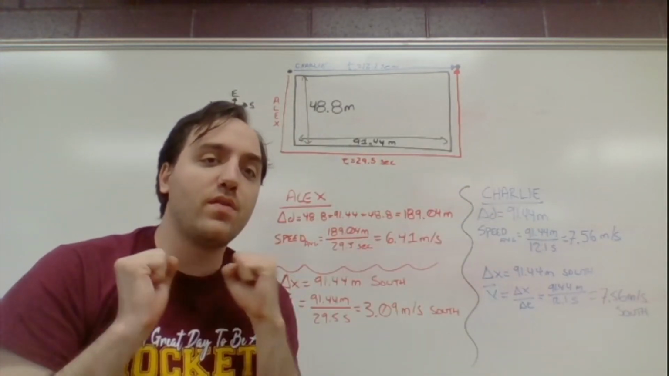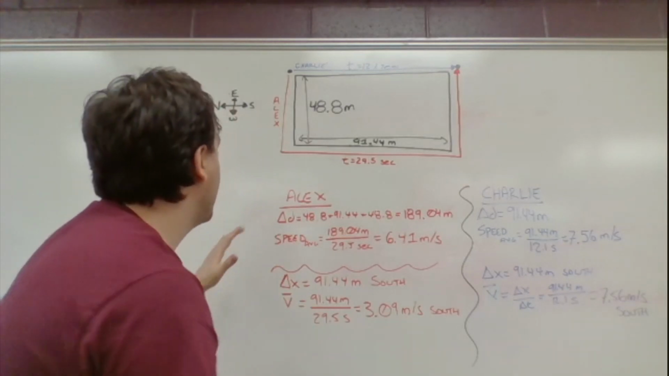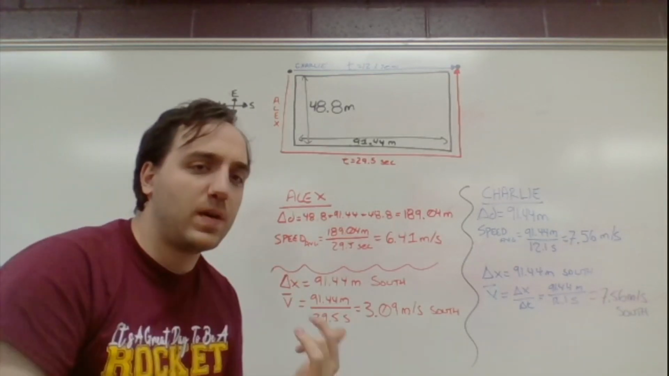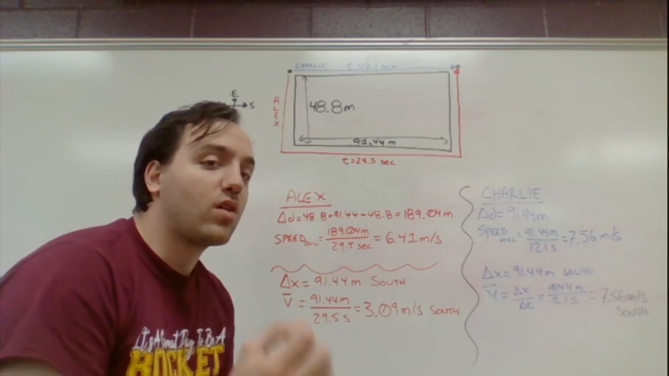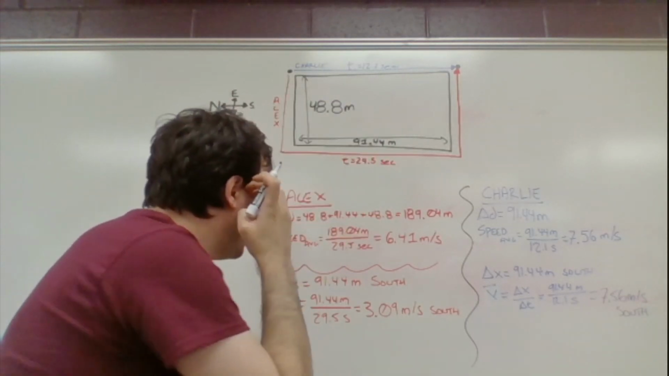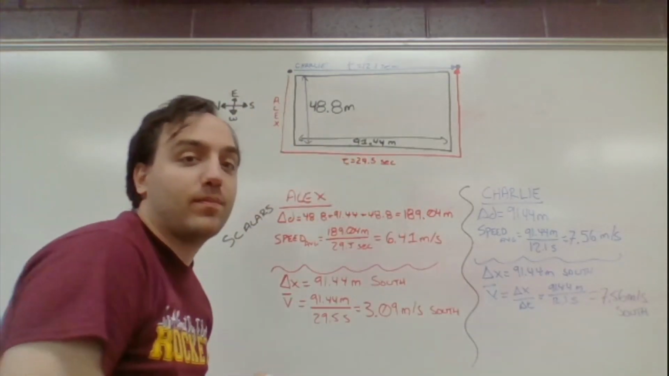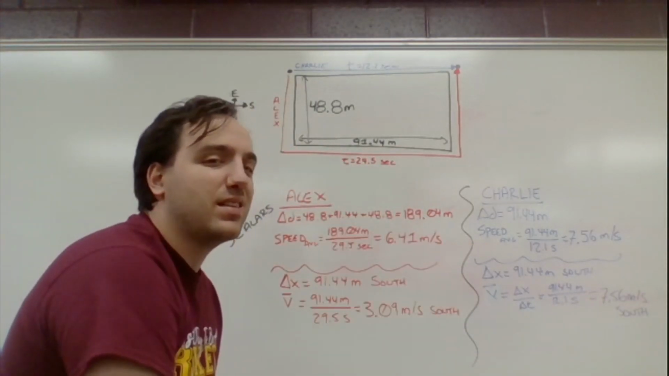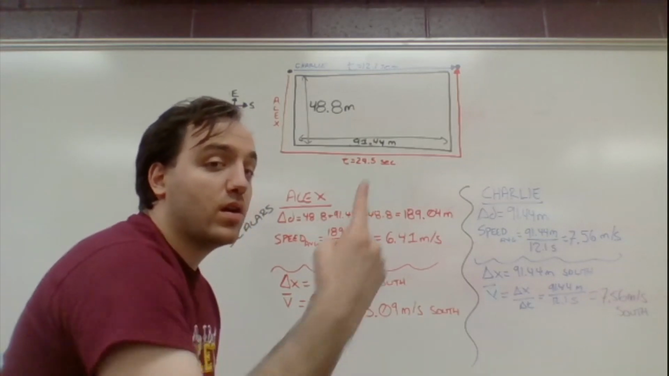To summarize, we have two different types of ways of measuring things. We have just numbers, speed, distance, which are called scalars. They only give you, they don't tell you which way they're going. 70 miles per hour towards Chicago is a lot different than 70 miles per hour south.